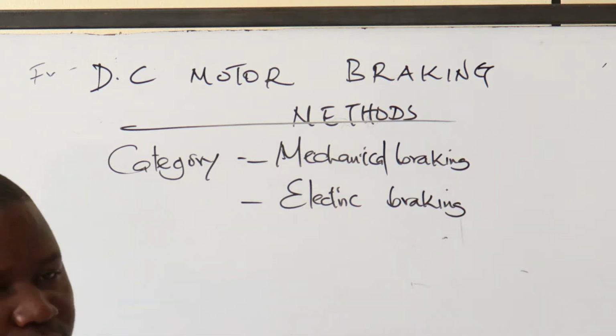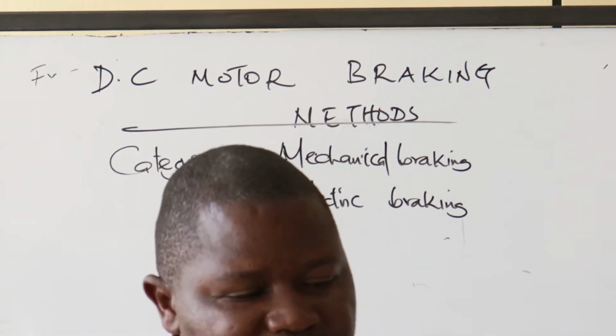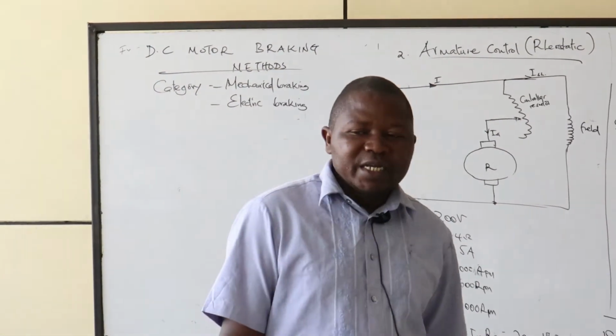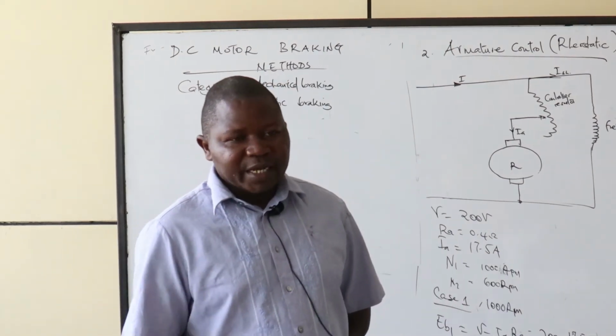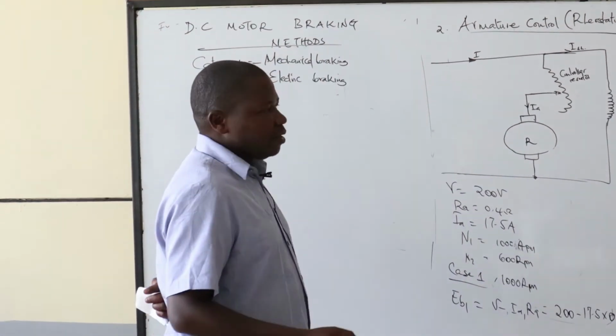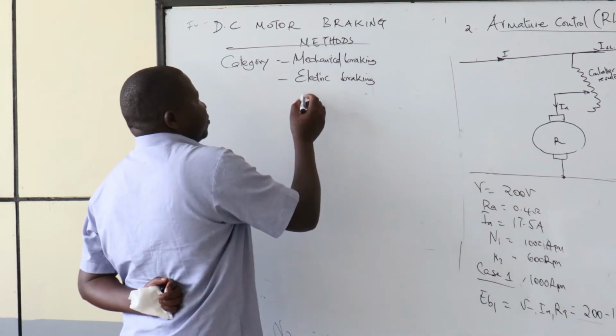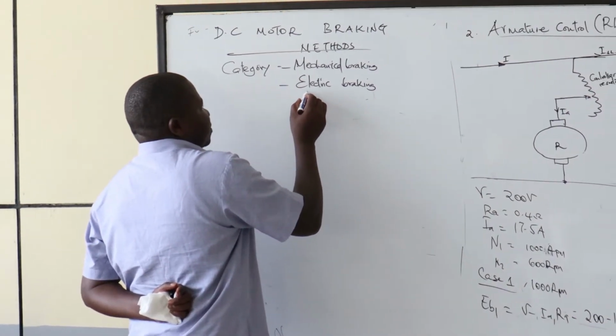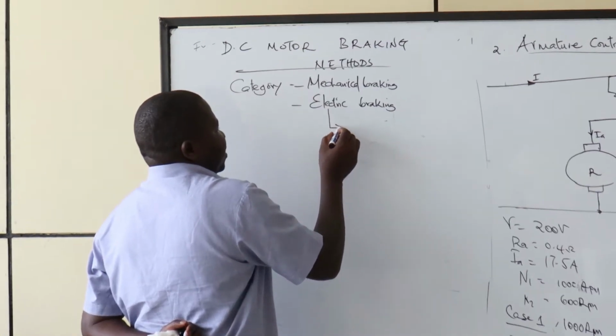Mechanical braking was not so smooth, because when you brake mechanically, you need to skid. So mechanical braking depends on the surface on which you are braking, and this is why we are not using mechanical. Therefore, electrical braking has been common.